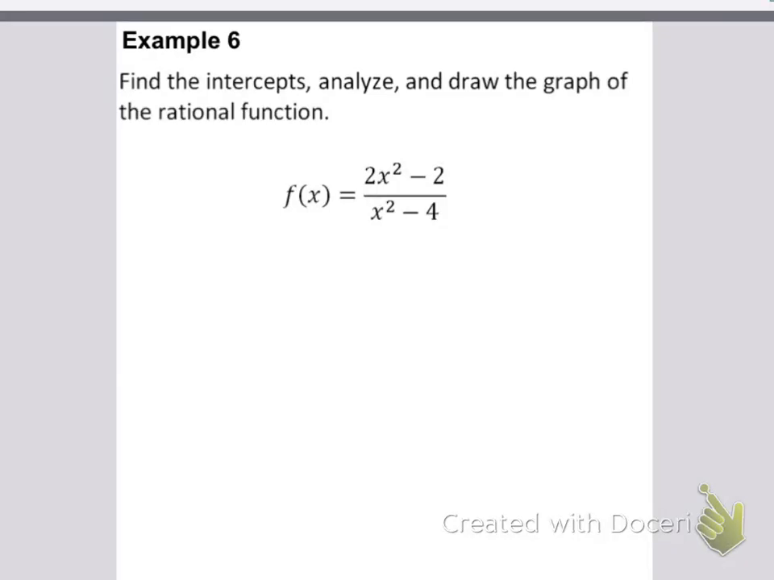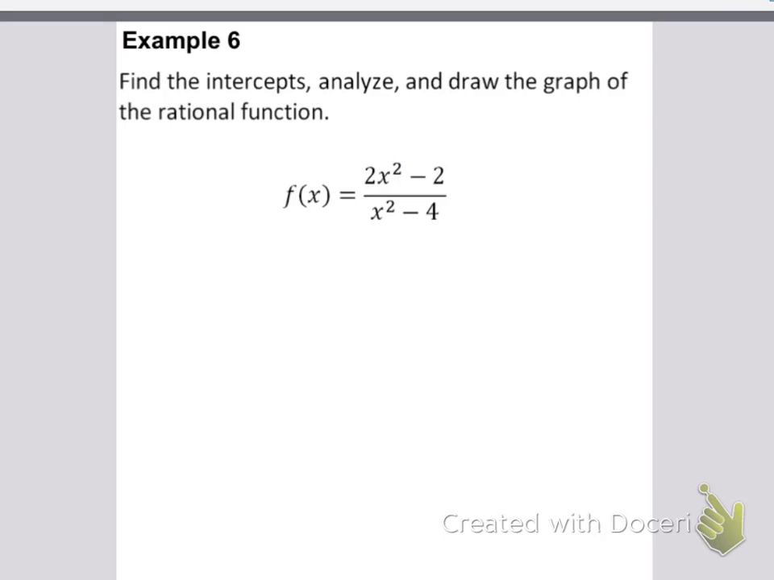Okay, this is part 2 for section 2.6. There's only a couple examples here, but there's a lot to do in each one, so let's try to get through this. Find the intercepts, analyze, and draw the graph of the rational function.